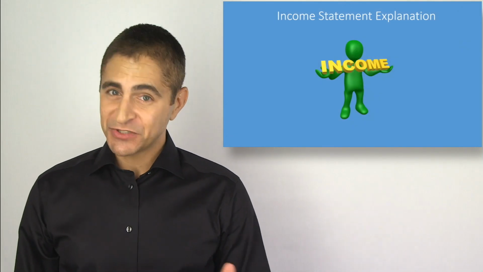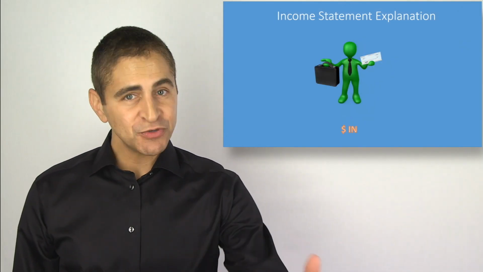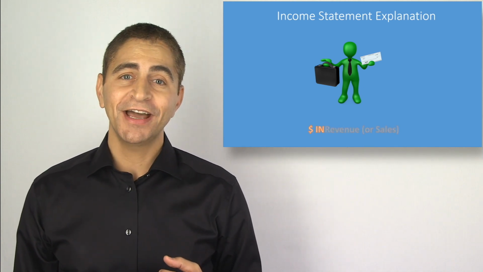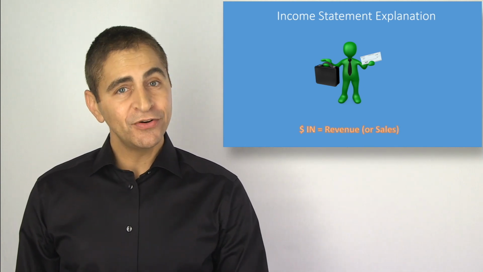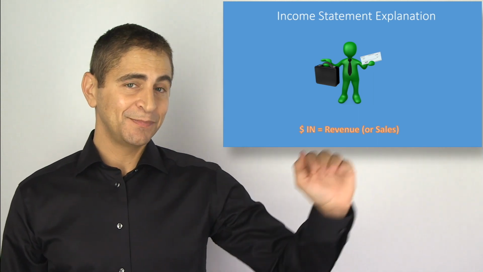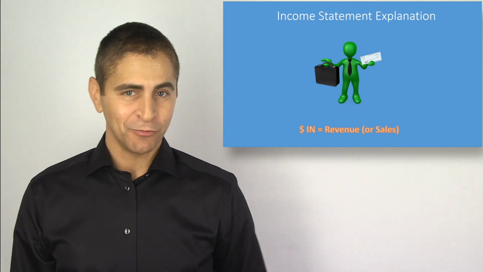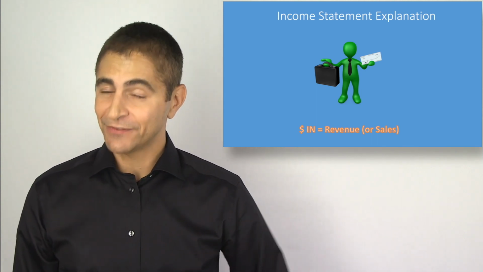Let's discuss the income statement in more detail. An income statement will tell you how much money is coming in to you, okay? And that's called revenue or sales, which is the same thing. Some people call it the top line because revenue goes at the top of the income statement. And the bottom line, what is our bottom line? That's net income at the very bottom.